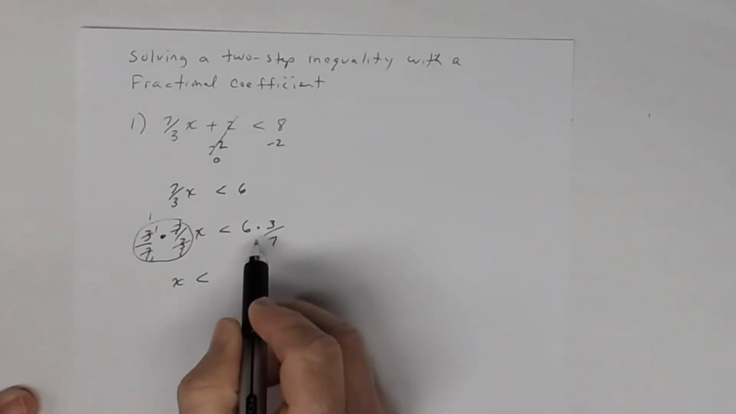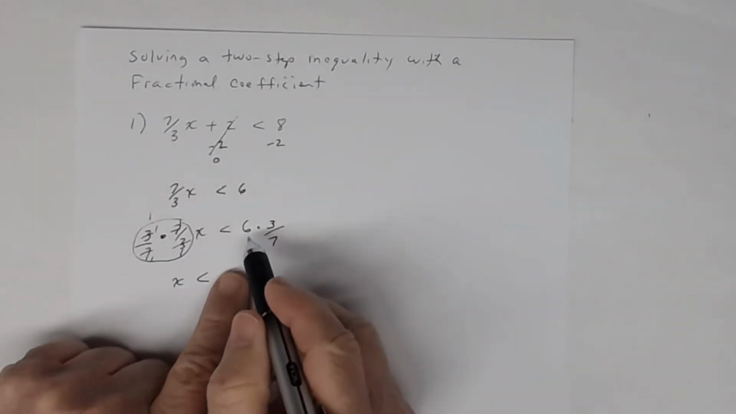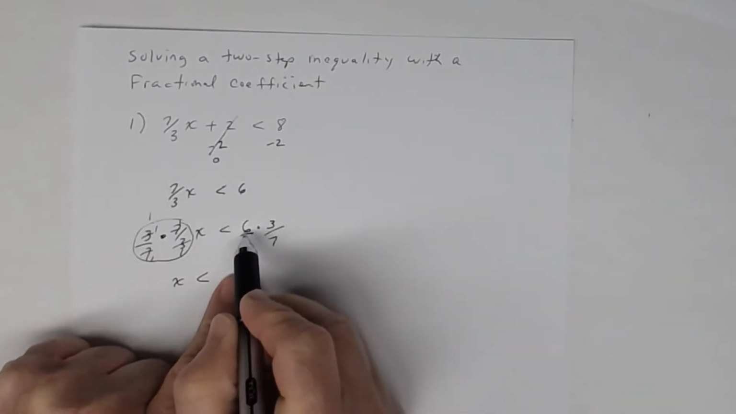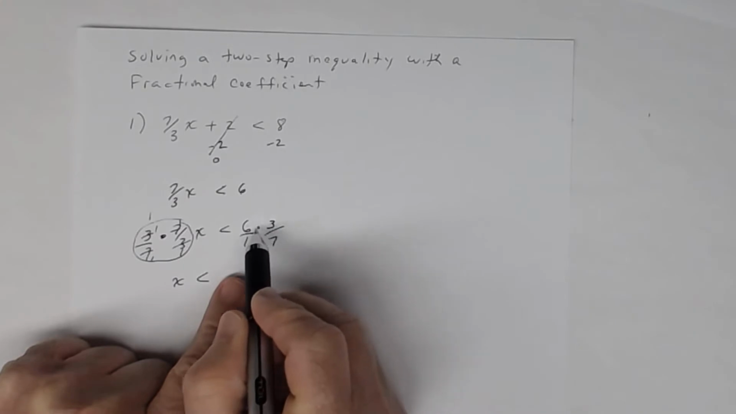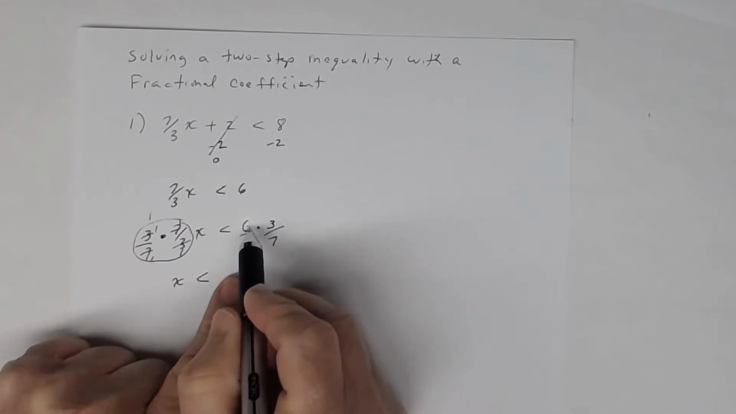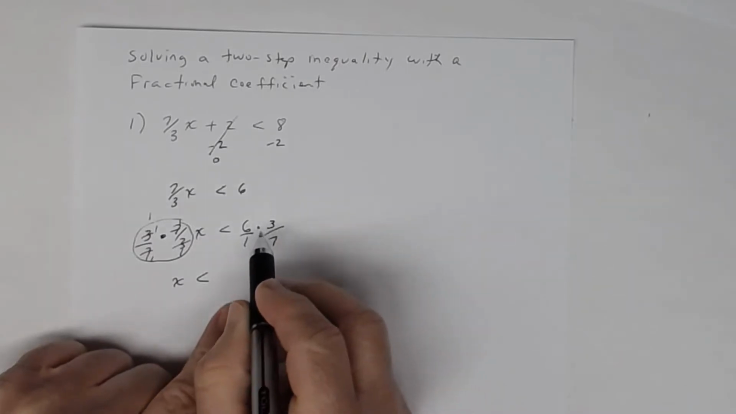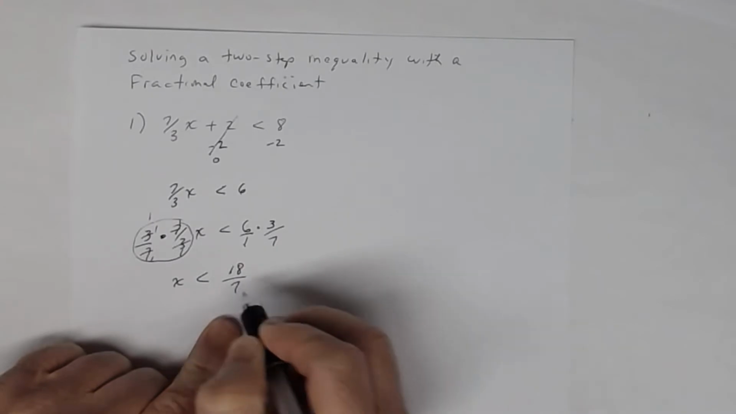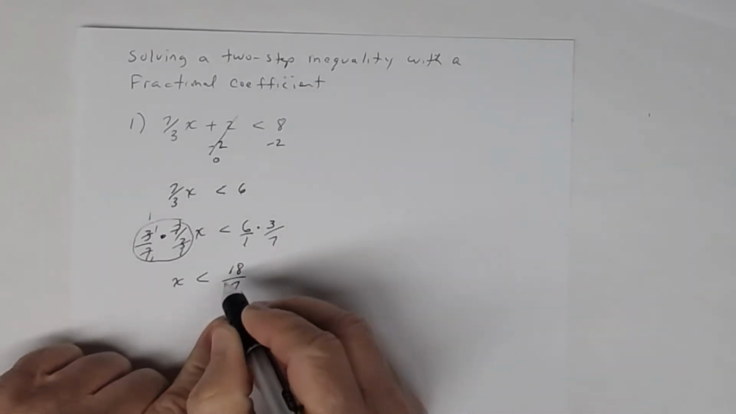It's less than. And over here, it's very helpful to think of 6 as 6 divided by 1. And so you get 6 times 3, multiply the numerators together. So notice I'm multiplying two fractions. So I'm going to go ahead and multiply the numerators together. 6 times 3 is 18. And then 1 times 7 is 7. And that's it. And then reduce if you can.